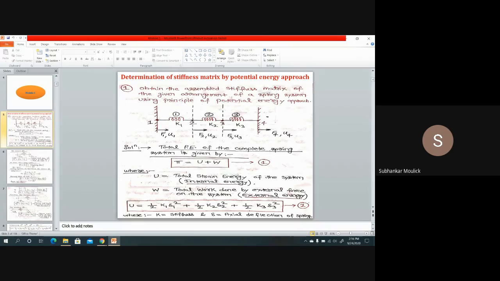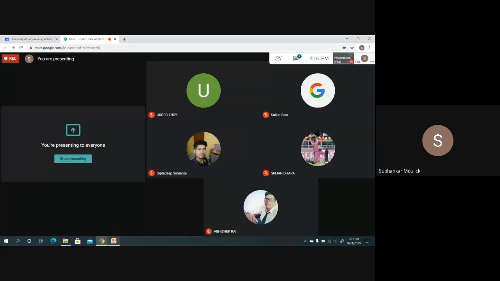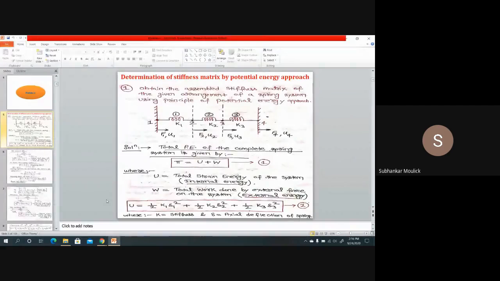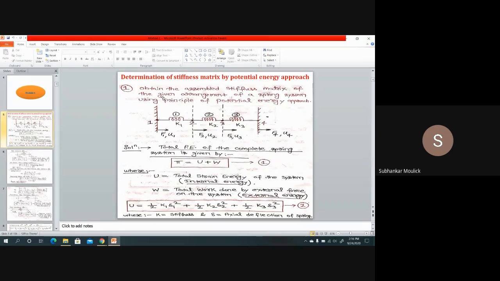Basically, this potential energy approach in FEM is a vast topic. So, what they have done is they have kept half portion in the first module and the remaining half portion in the second module. Fine. So, the very first topic of the second module is the determination of stiffness matrix by potential energy approach.